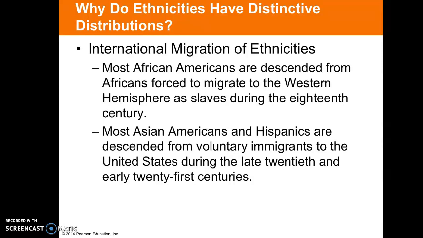You can also see this pattern with where Asian Americans and Hispanics are distributed. So most Asian Americans and most Hispanics in our country are descended from voluntary immigrants into the United States during the late 20th and early 21st century. And because most Asian Americans were moving to places like California on the West Coast, you still see larger distributions of Asian Americans there. You see the largest distribution of Hispanic Americans in the southwestern part of the United States. And that's because that's where most people from South and Central America would have moved to when they immigrated into our country because it was close.